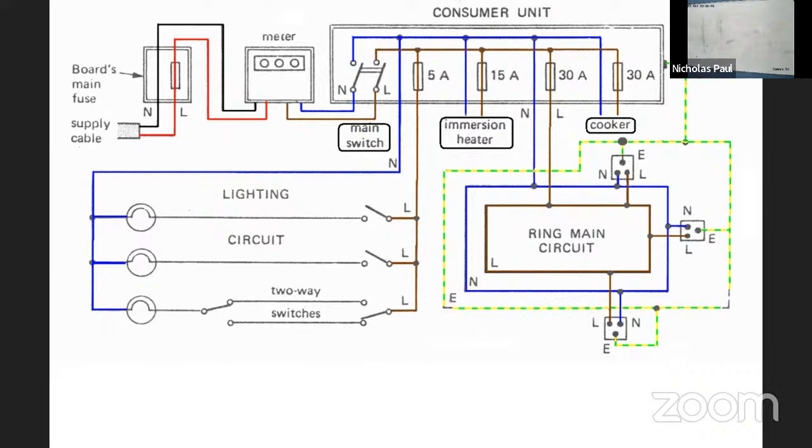Neutral, which is blue. And earth, which is green and yellow. Or ground, some people call it ground. Earth, which is green and yellow.